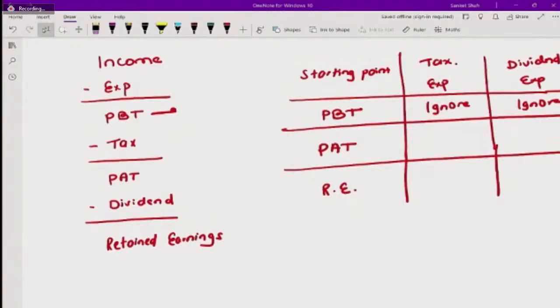Beta, tell me, if you start with profit before tax, what are you going to do? You will ignore tax expense and you will ignore dividend expense. Why? Because these expenses are not yet deducted. But what about if your starting point is profit after tax?